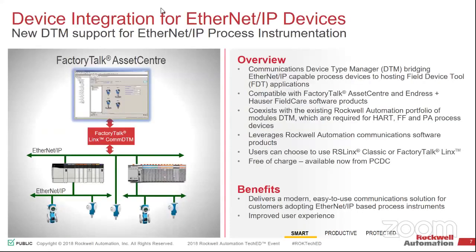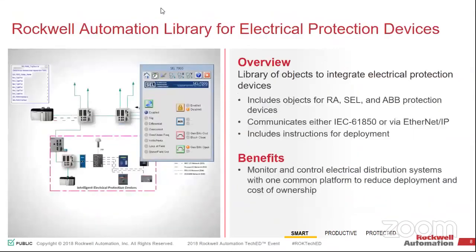So part of that, a couple of things are coming out with that new library. One is a tie-in to Asset Center. There is going to be a new DTM functionality, so you can now do a FactoryTalk Linx communication DTM, that's the device type manager, to be able to do EtherNet/IP type devices. This is just a new edit, something that came out to be able to get into your HART, PROFIBUS PA, and FOUNDATION Fieldbus.